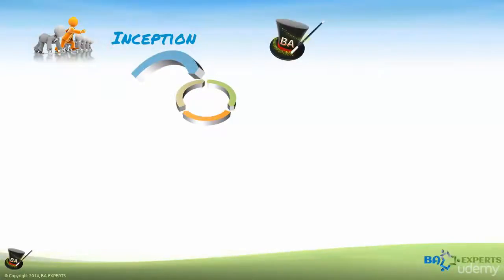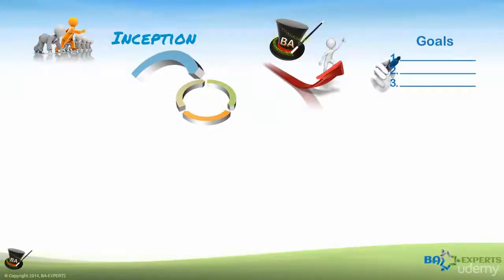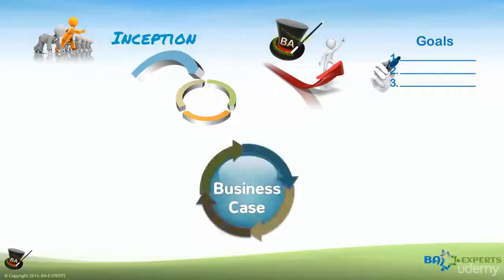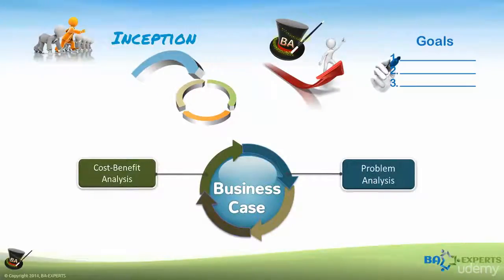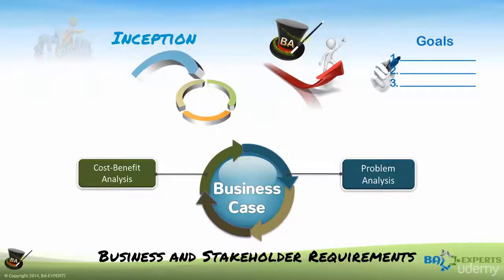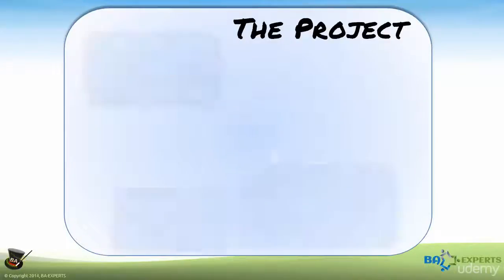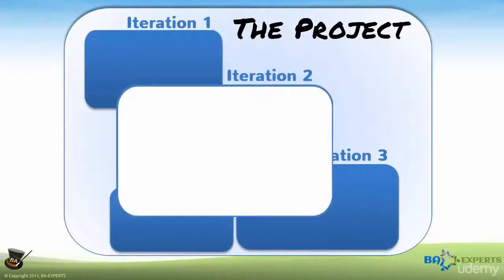The initial phase of any project is the inception phase. During this phase, the BA will elicit and capture the vision statement and high-level business goals and objectives. You might create the business case for the project using problem analysis, cost-benefit analysis, and business and stakeholder requirements definition techniques. The project is then broken down into a series of iterations, each of which has a single key objective.